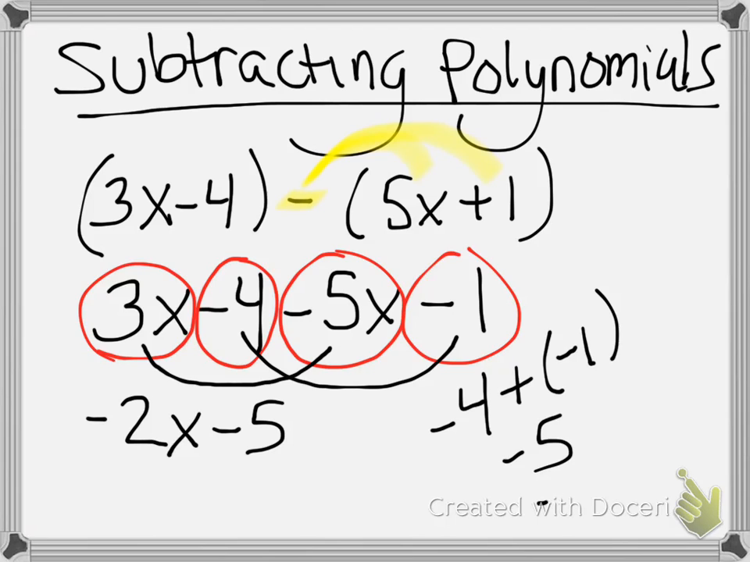You can also think of it as negative 4 minus 1, because when you do your keep change change, you get negative 5 again. Here's another example, a little bit longer.